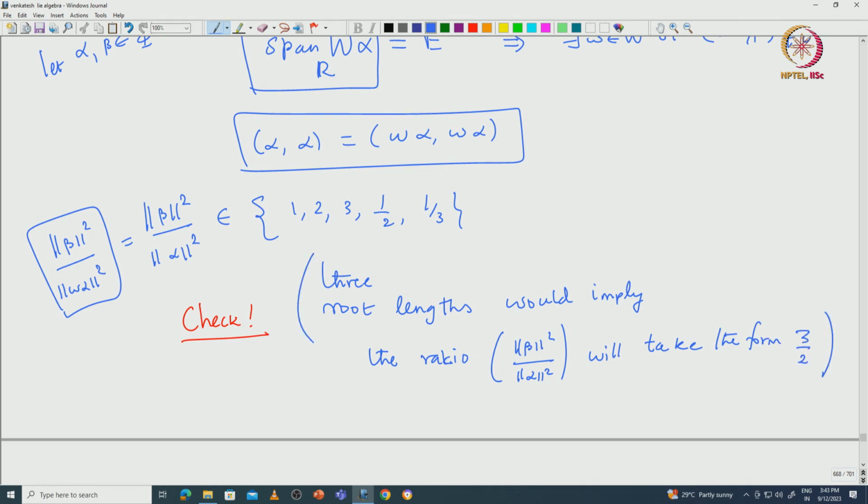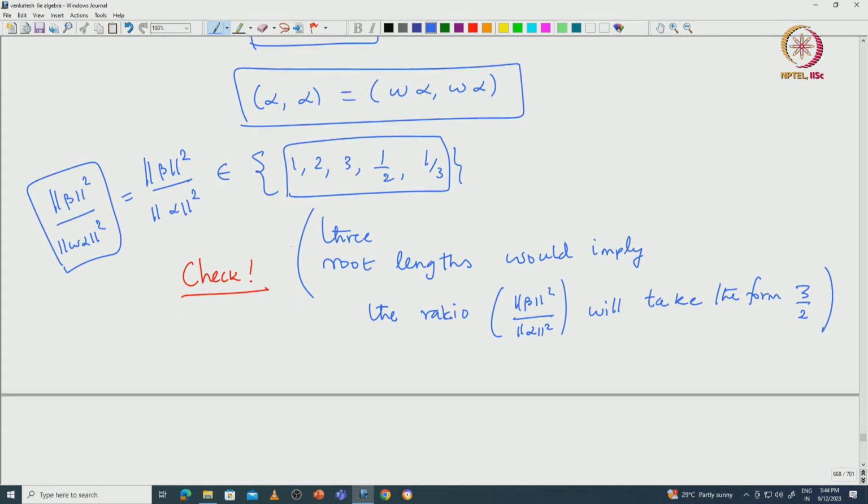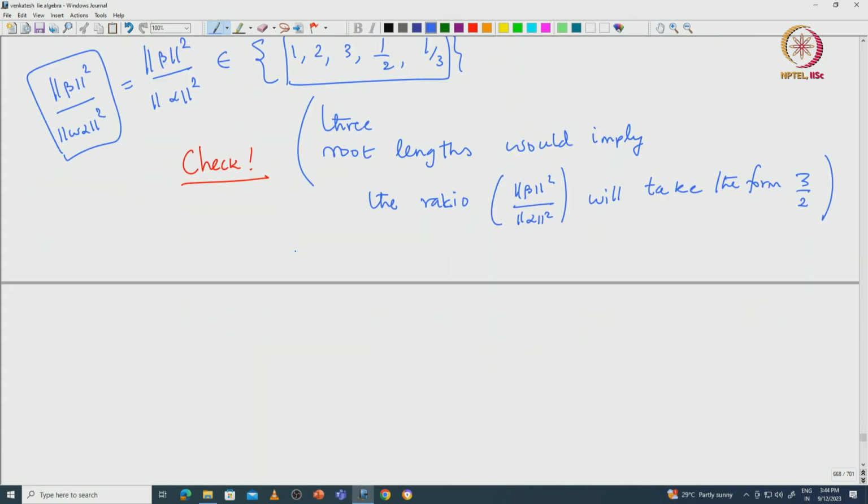which is absurd, because we already saw that the only possibilities are 1, 2, 3 and 1 by 3. So, 3 by 2 cannot be possible. So, that leads us to a contradiction. So, that means 3 root lengths cannot occur, only 2 root lengths can occur. So, that proves that at most 2 root lengths occur inside phi.